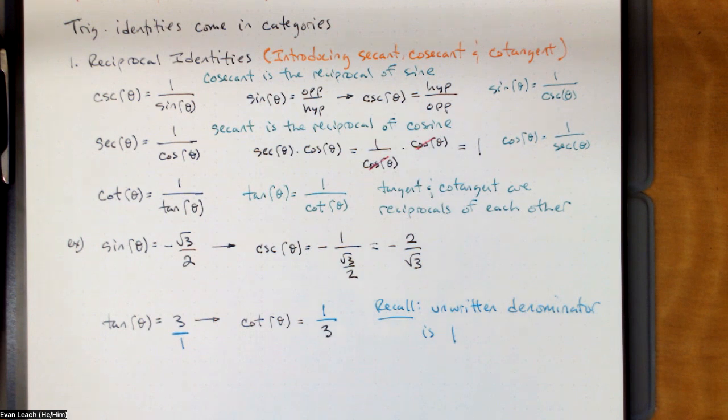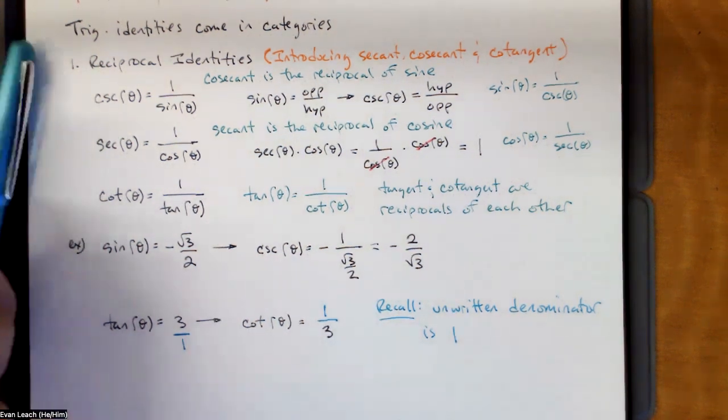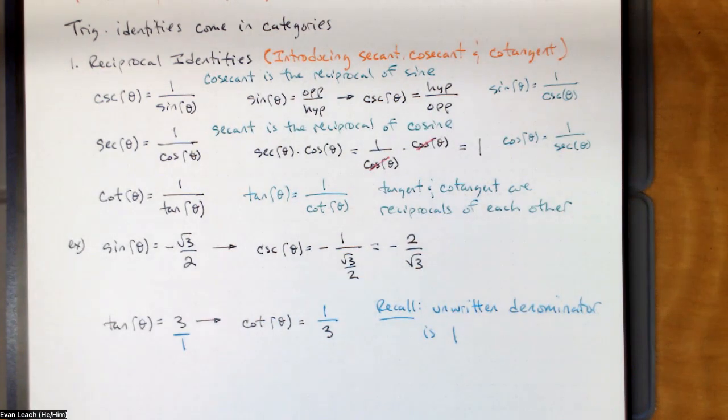Any questions? How's everybody? Okay. So here's one category of trig identity, reciprocal identities.